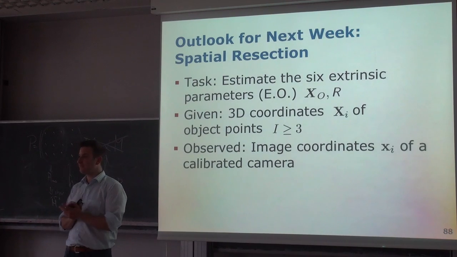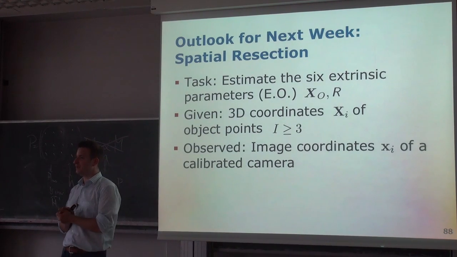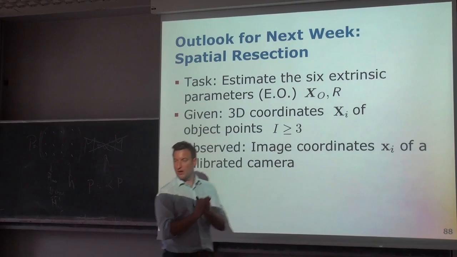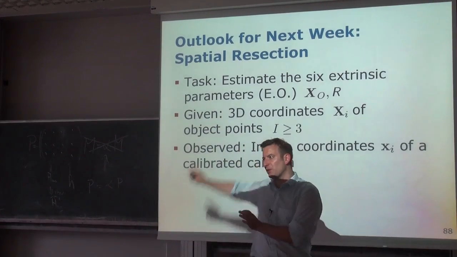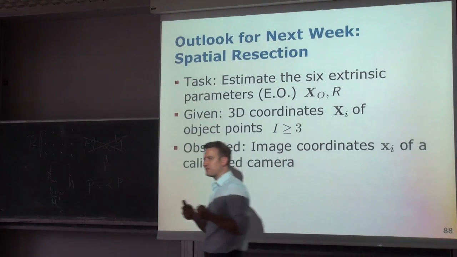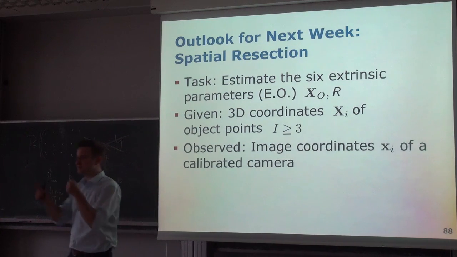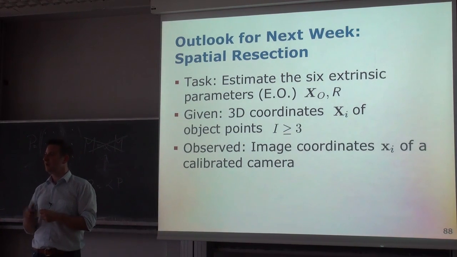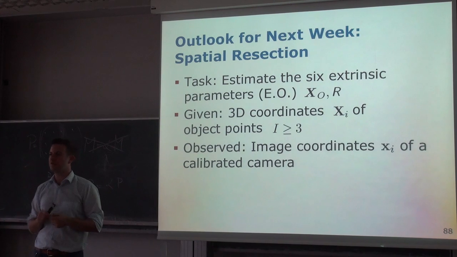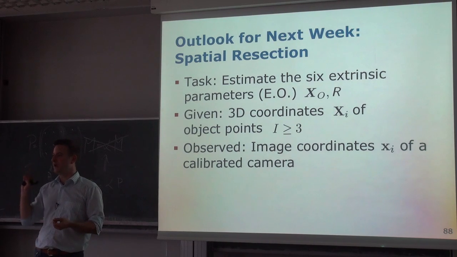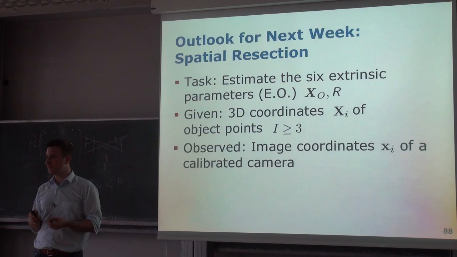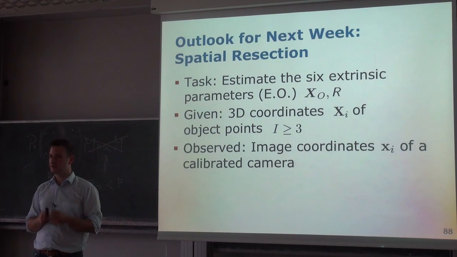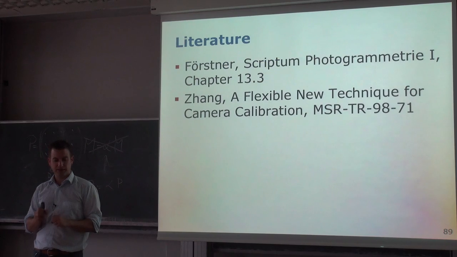That's it basically from my side. What is an outlook for next week? Next week we assume to have this calibration matrix. So we have done this calibration now, I have calibrated my camera. Now I take images of the scene and I want to estimate where the camera is, given I know a few points in the scene. It turns out we need 3 or 4 points in the scene in order to estimate where the camera is, if we fix the calibration parameters. That's what we are going to do next week.